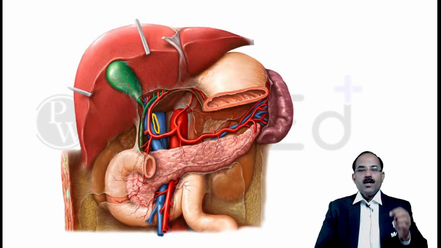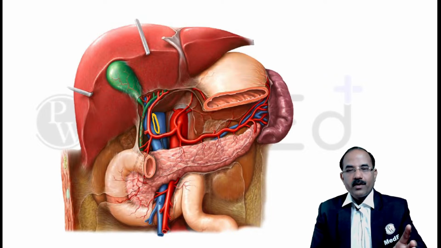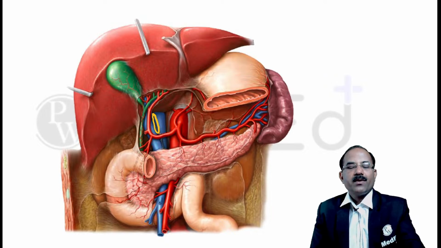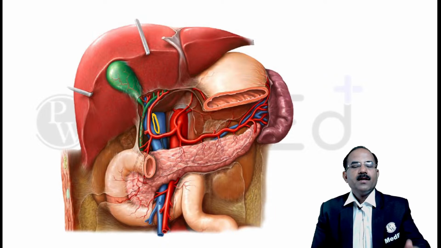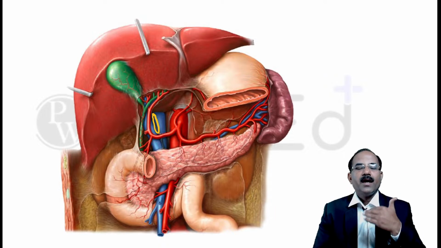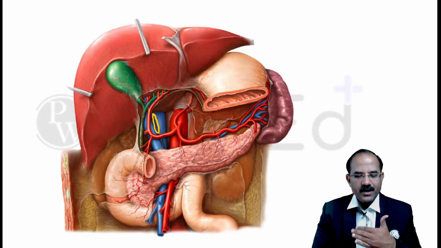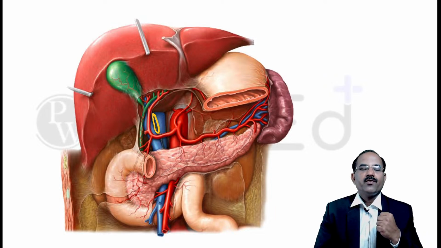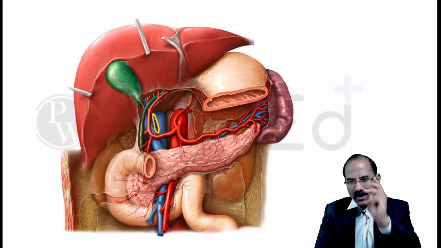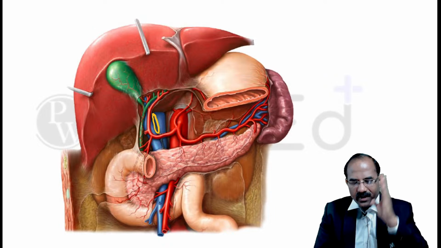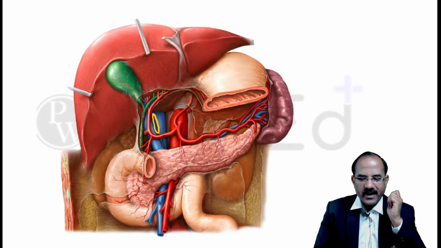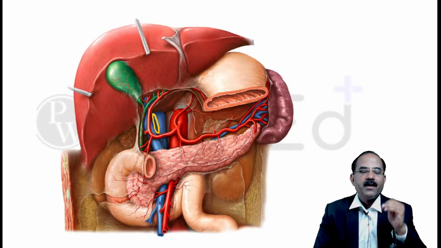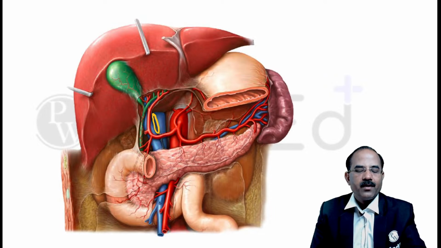So what are the boundaries of epiploic foramen then? Who's behind? The IVC, it is the most posterior. Who's anterior to the epiploic foramen? Anterior to the epiploic foramen are three structures: the portal vein, the hepatic artery, and the bile duct. Who's above?